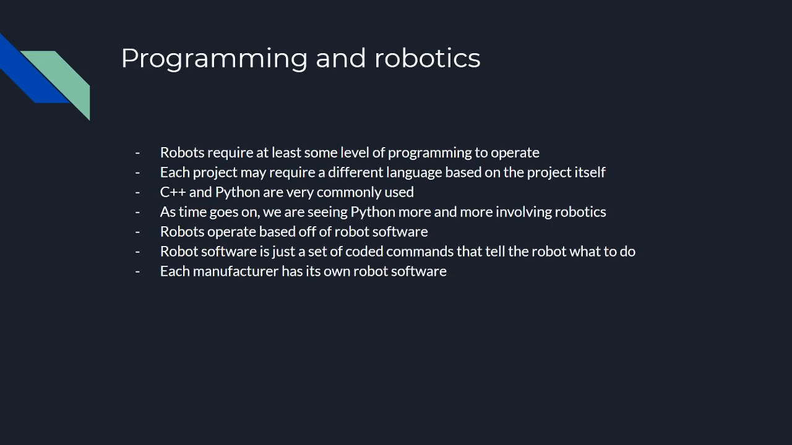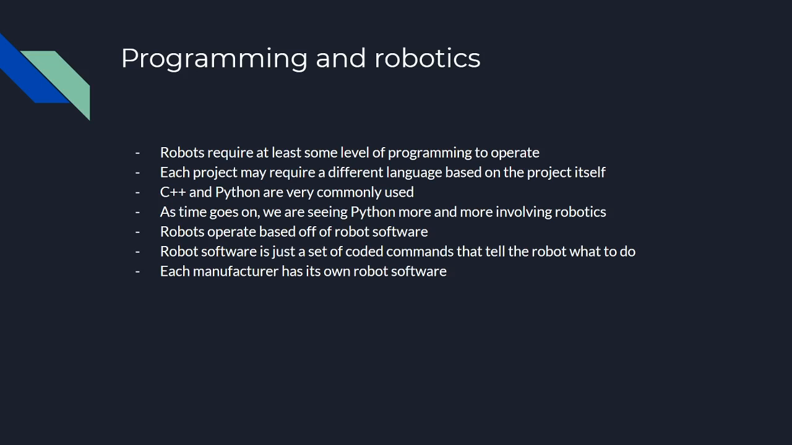So, programming and robotics. Robots require at least some level of programming to operate, and each project may require a different language based on the project itself. So, there's no definitive language for robotics. C++ and Python are very commonly used, if not the most common, but there are a multitude of other languages that can be used, and it just depends on what the robot is being programmed to do. You might need to use a different language for that. As time goes on, we are seeing Python more and more involving robots and robotics, because Python is a very widely used language, and as time goes on, people are just using it more and more.